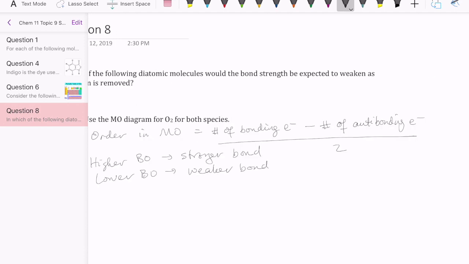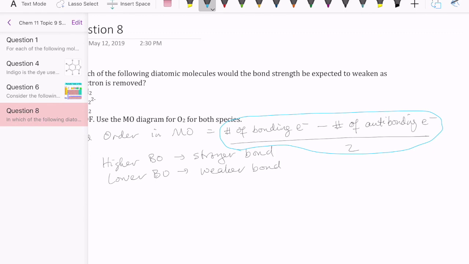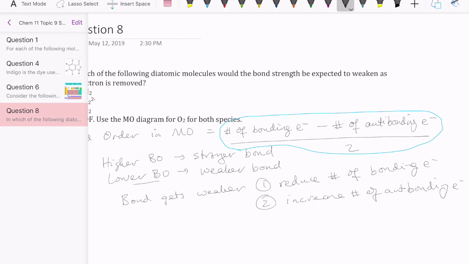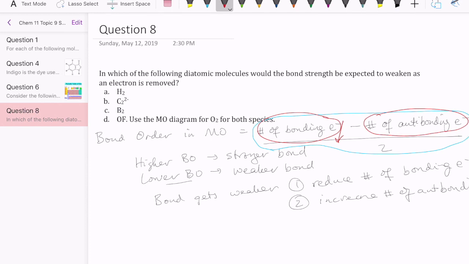If we look at this equation for bond order, we see that there are two ways we can weaken a bond, which is what the question is asking. One is you reduce the number of bonding electrons, and that makes sense. If you take away your bonding electron, your bond is going to get weaker. The other thing is you increase the number of antibonding electrons. So mathematically, if this number drops, your bond's going to get weaker. If this number goes up, your bond is also going to get weaker, because your bond order value is going to drop.